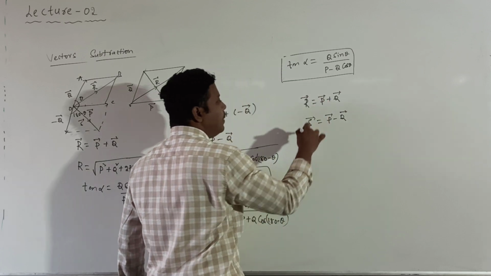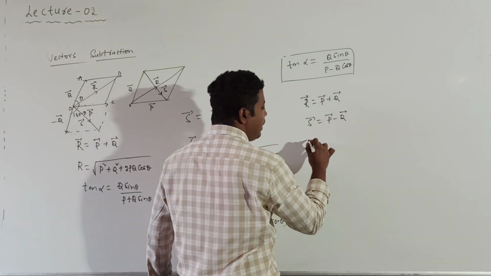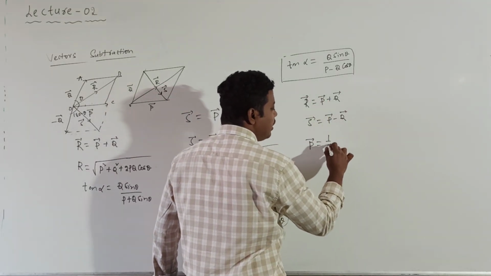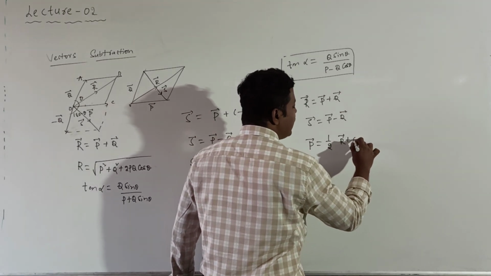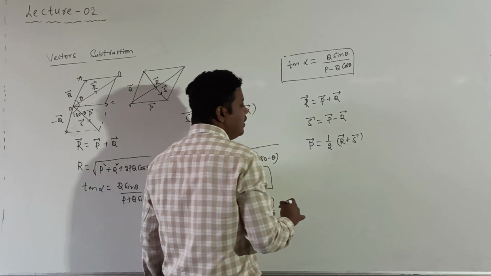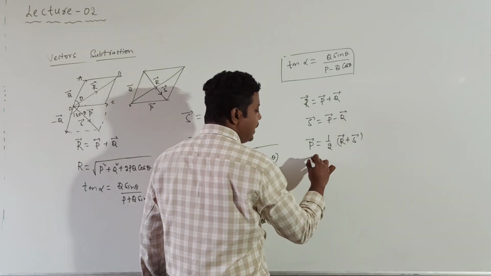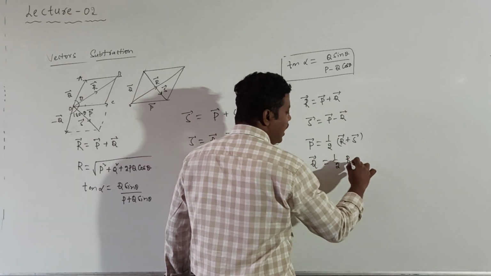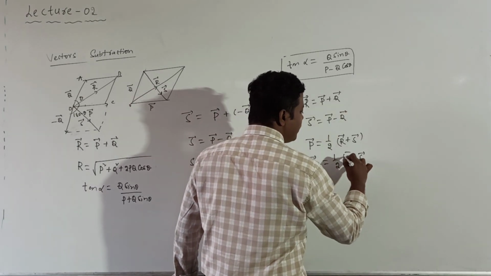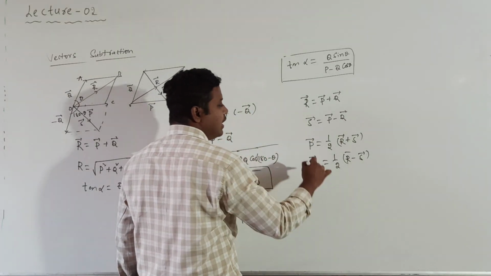By knowing R bar and S bar, how can I calculate P bar? By adding these two, what will I get? P bar is equal to 1 by 2 into R bar plus S bar. Similarly, what will I get as the answer for Q bar? By subtracting these two, Q bar is equal to 1 by 2 into R bar minus S bar. Understood?